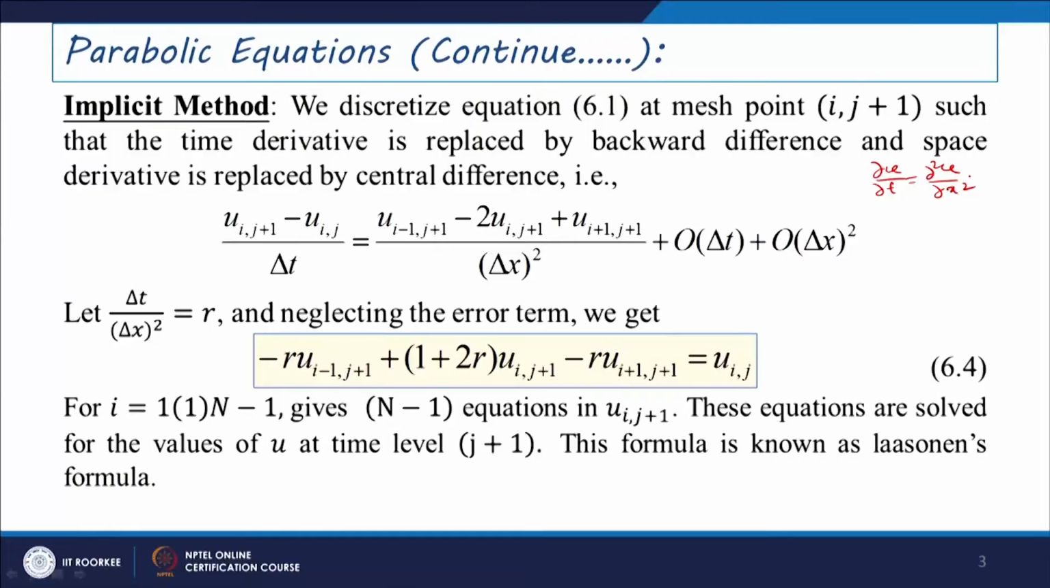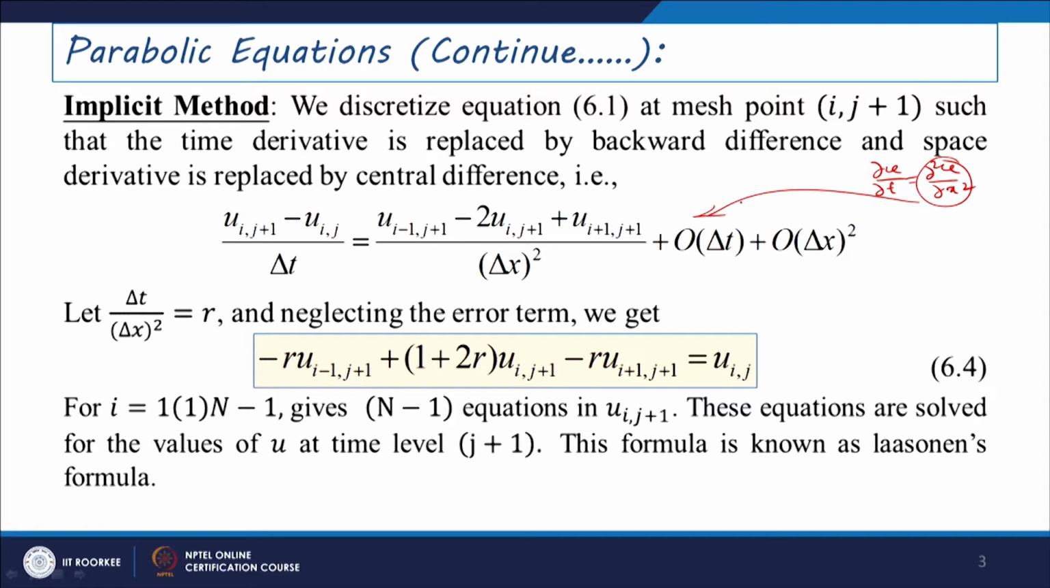If we take the time derivative by a backward difference formulation and the space derivative by a central difference approximation, then del u by del t can be represented as u I, j plus 1 minus u I, j by del t. And for del square u by del x square, by the central difference approximation at the j plus 1 point, we can discretize as u I minus 1, j plus 1 minus 2 u I, j plus 1 plus u I plus 1, j plus 1 by del x square.